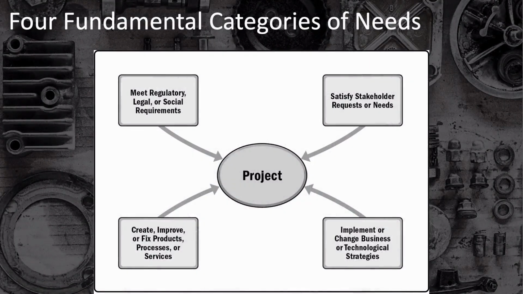The PMBOK guide identifies 4 fundamental categories of needs. These are to meet regulatory, legal, or social requirements, or to satisfy stakeholder requests or needs, or to create, improve, or fix products, processes, or services, or finally, to implement or change business or technological strategies.